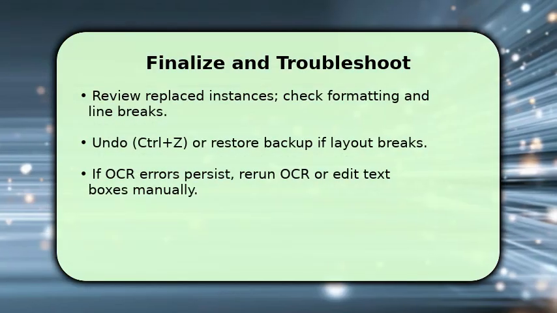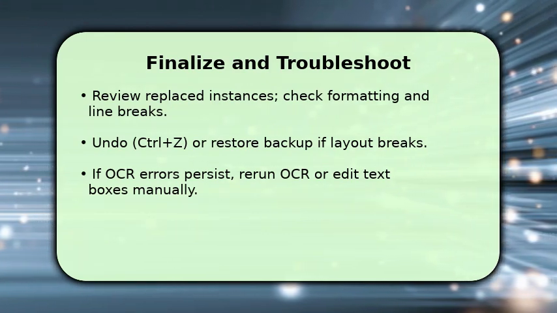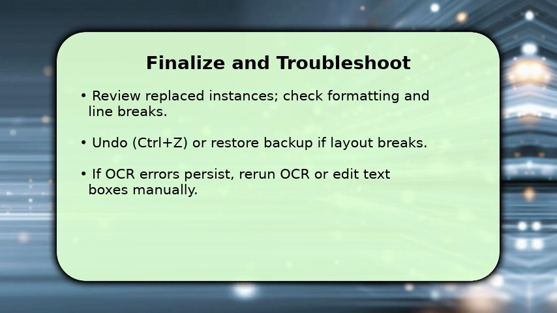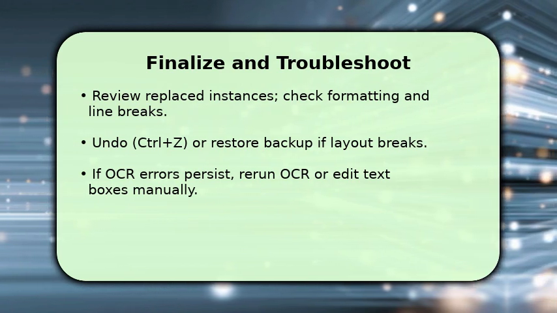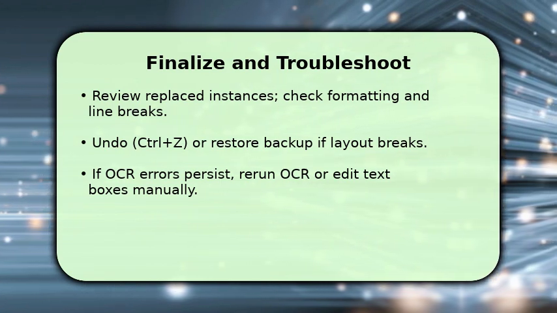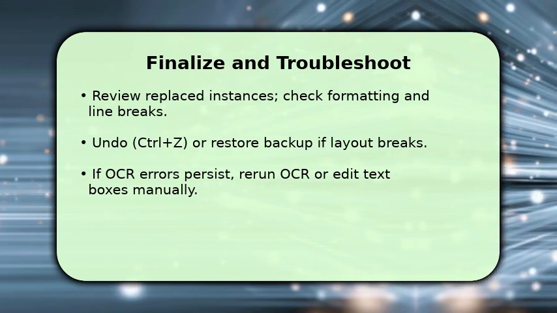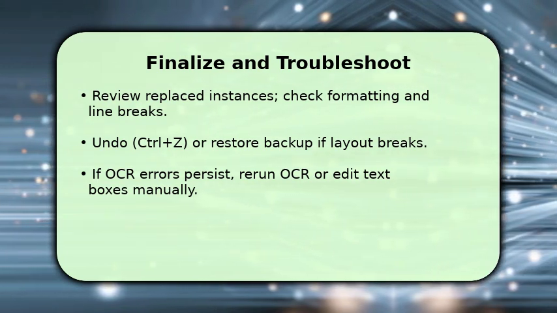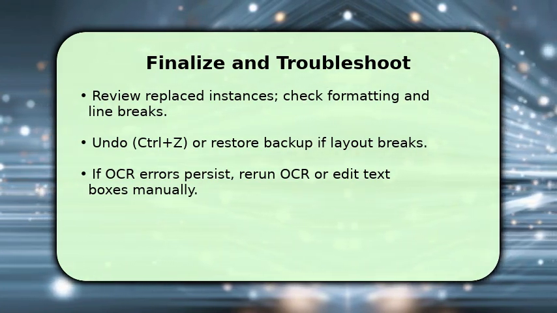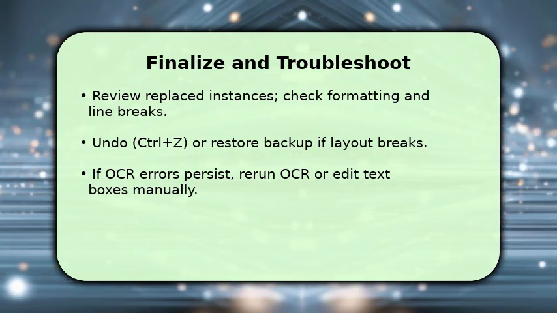You finish by reviewing every replaced instance, scanning for formatting shifts or broken line wraps caused by word length changes. This step preserves visual integrity. If you spot problems, immediately use Undo, Control plus Z, or restore your backup copy to avoid cascading errors. If replacements failed due to OCR inaccuracies, rerun OCR with different settings or convert affected areas to editable text boxes and change words manually. These troubleshooting actions fix common issues and ensure your final PDF looks and reads correctly.